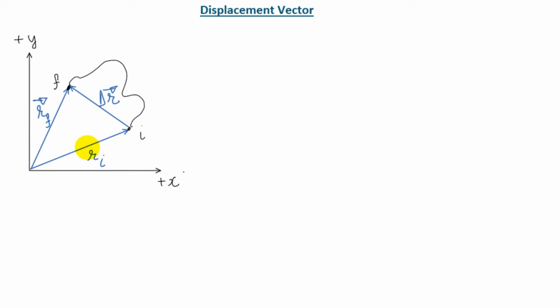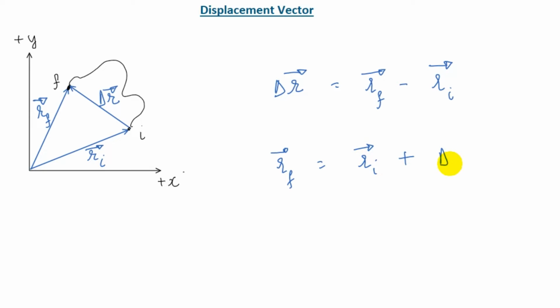For a vector we just write an arrow above it. So from the definition of displacement vector we can write that the displacement vector is equal to Rf, the final position vector, minus Ri, the initial position vector. We can rearrange these terms and write that Rf is equal to Ri plus delta r. This means that the final position is equal to the initial position of the body plus the change in position. So this is all about displacement vector. One more thing, the SI unit is meter.